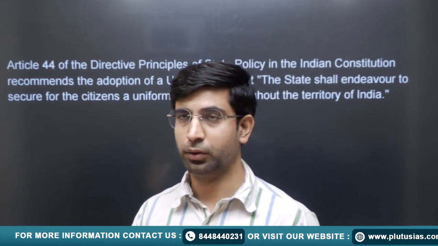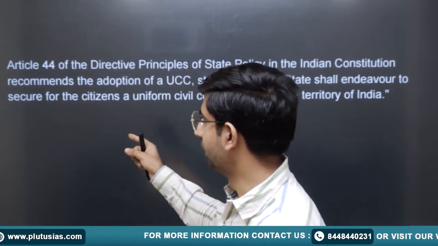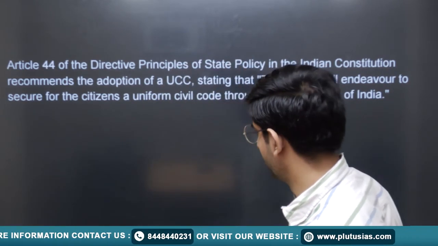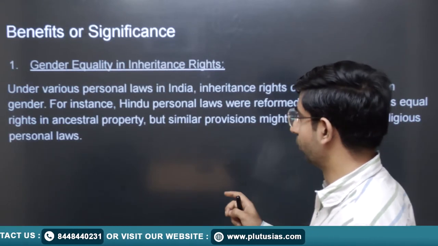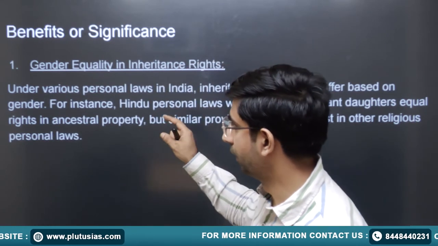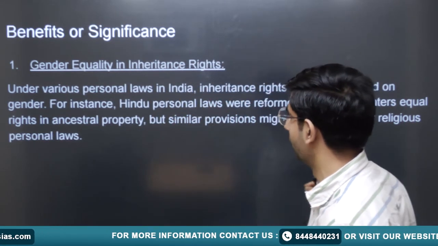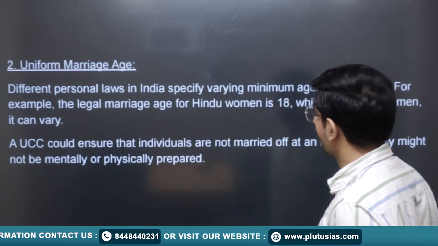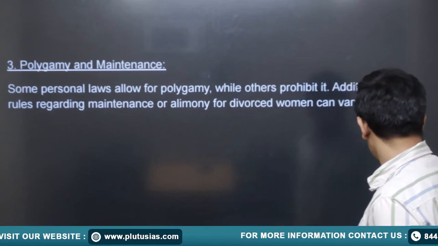Here in the transition, you will be telling the positive thing, like because of all these negative impacts of the present situation, we require a change. What change? We need a uniform civil code, and that is also stated in Article 44 by our constitution makers. And because of all these reasons, a uniform civil code can have the following positive consequences if enacted. We have written all the positive consequences like gender equality, inheritance, second uniform marriage age, third, polygamy and maintenance can be easily tackled with the Uniform Civil Code.